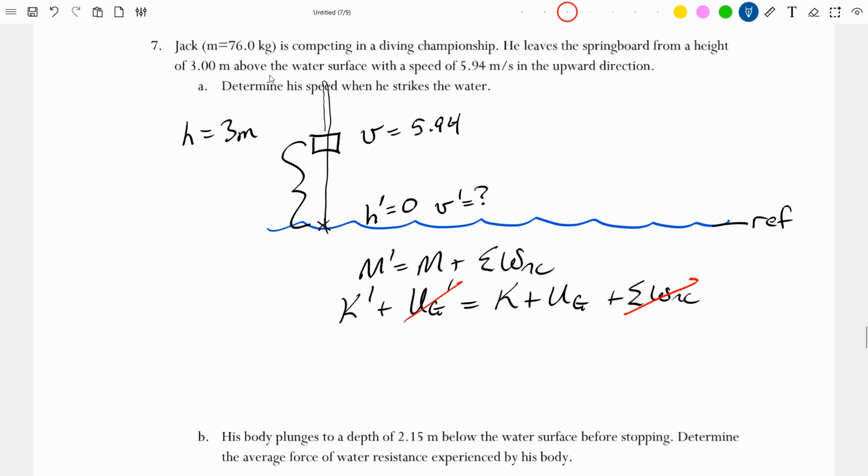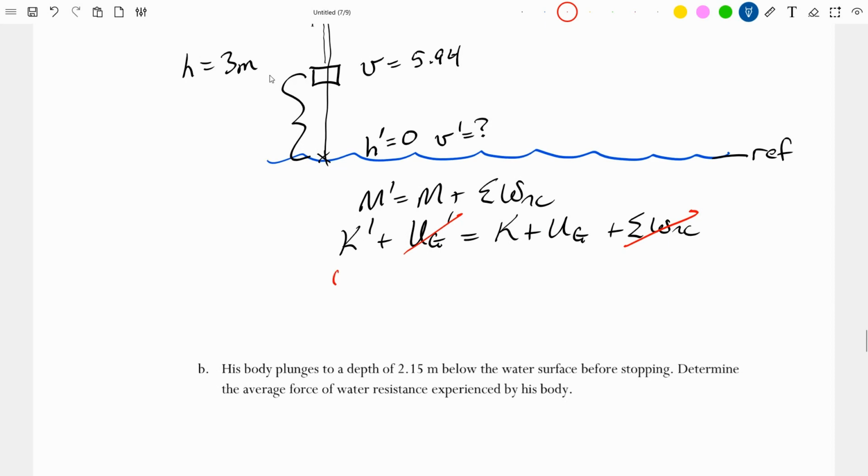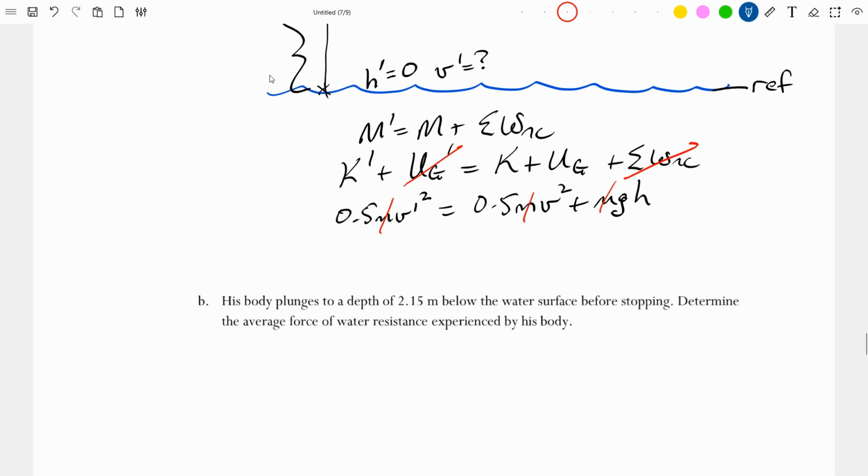And we're looking for the end speed, so let's just get into this. 0.5 m v prime squared equal to the starting kinetic energy 0.5 m v squared plus m g h. Hey, look at that. The m's totally cancel out of this equation. So if you want v prime, just multiply both sides of the equation by 2. That'll clear off the 0.5.